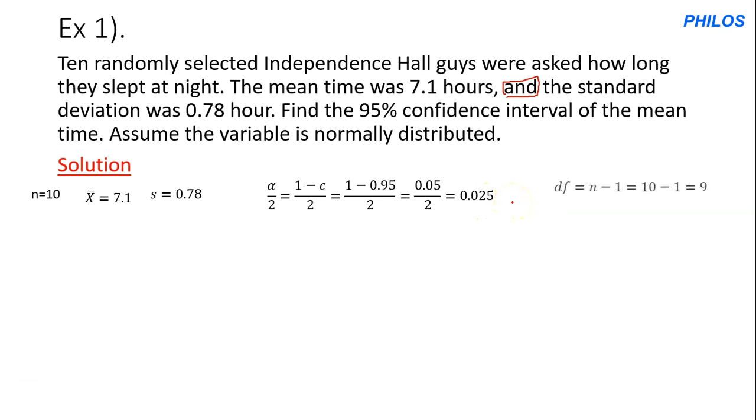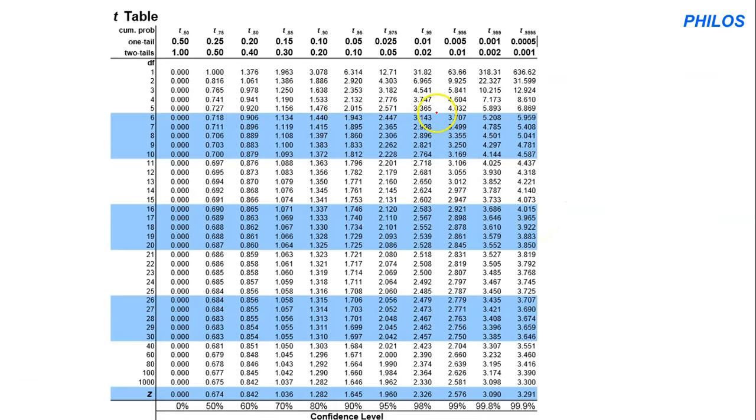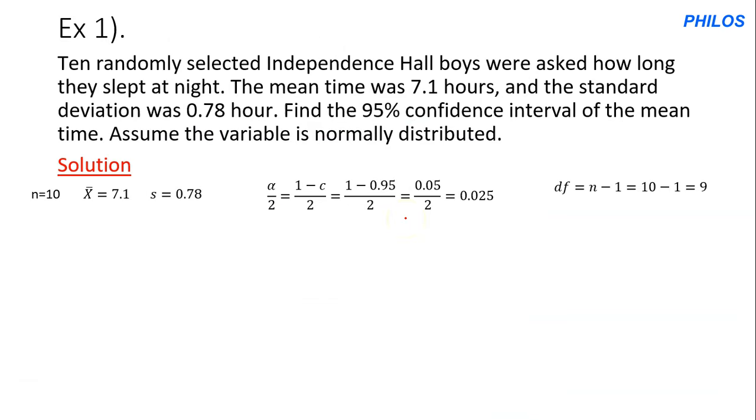Then the degree of freedom will be 10 minus 1, and that will give us 9, because the sample size is 10. After getting the alpha over 2 and the degree of freedom, we go to the t table. Our alpha over 2 was 0.025, and the degree of freedom was 9. So let's check 0.025 at 1 tail, against degree of freedom of 9. We will get 2.262. So the t-score is 2.262.